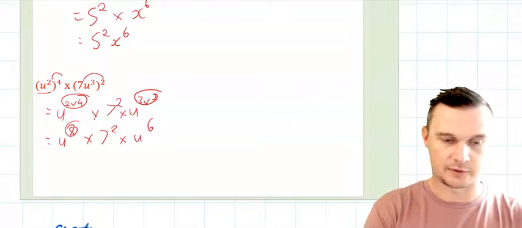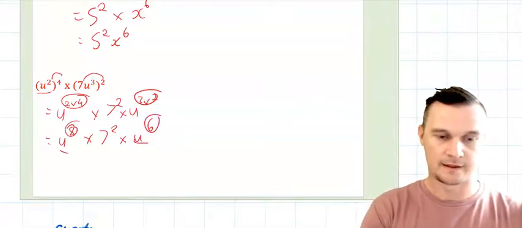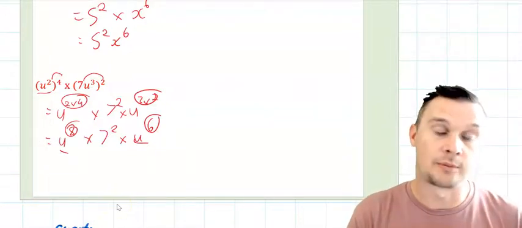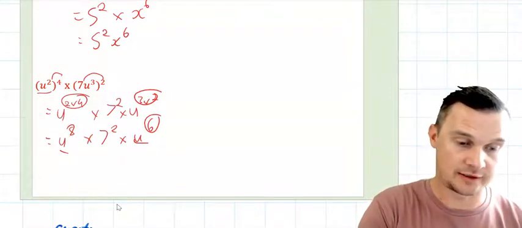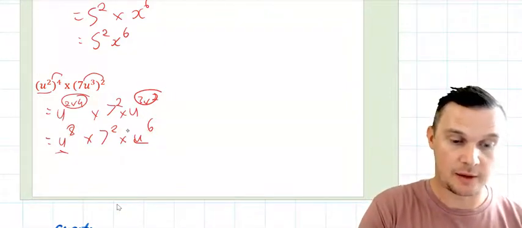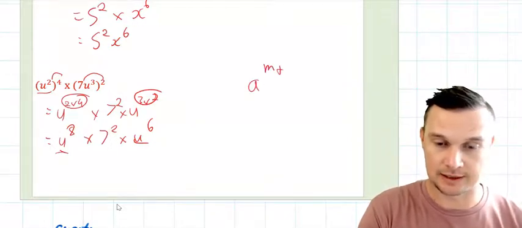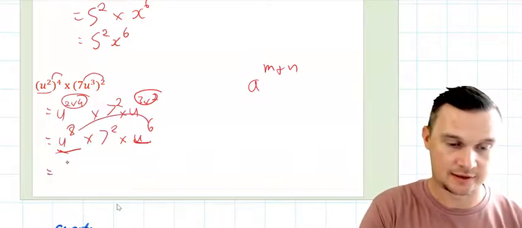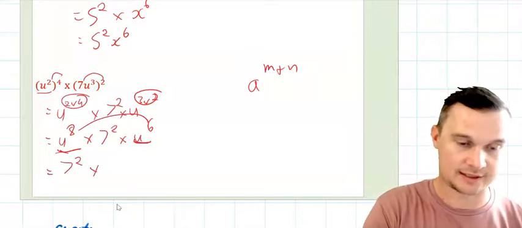Okay, now notice that I've got two like terms here with a base number of u. So again, what we'll do there is that I'm going to need to apply index law 1, okay, because we know from previous videos that any power multiplied by another power means we add. Okay, so a to the power of m plus n. So these two here, I'm going to add the indices. So that gives us 7 squared multiplied by u to the power of 8 plus 6 equals 14.